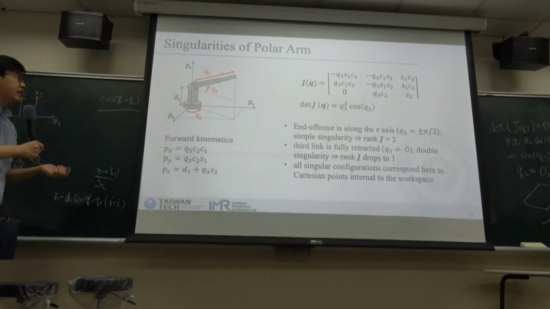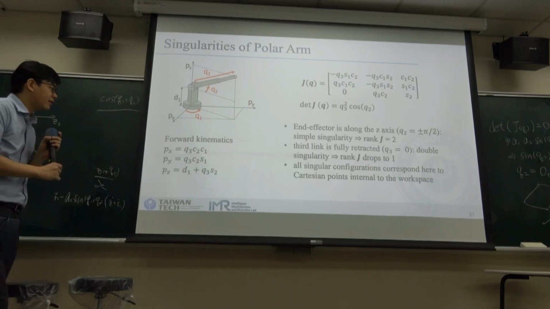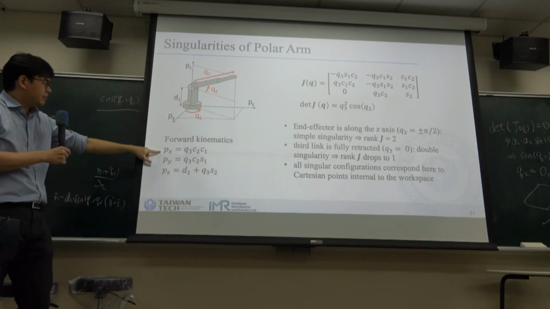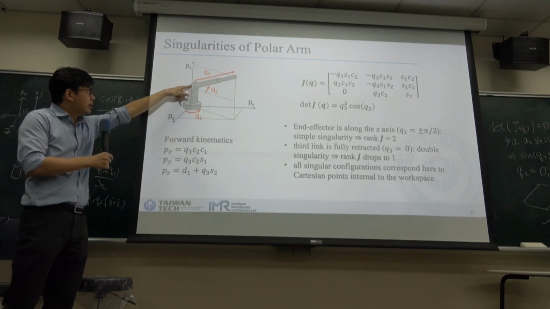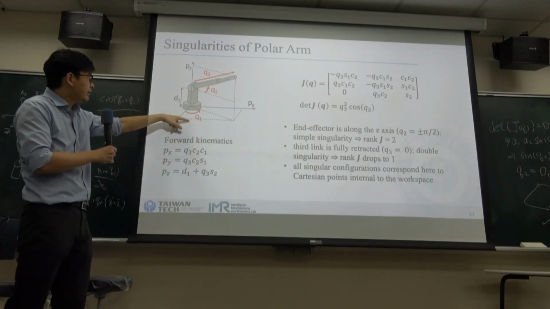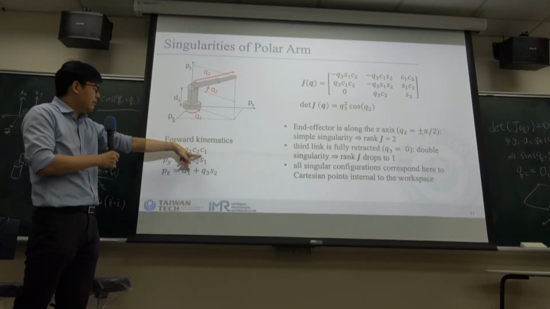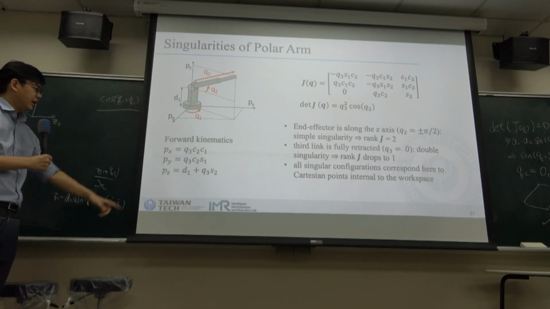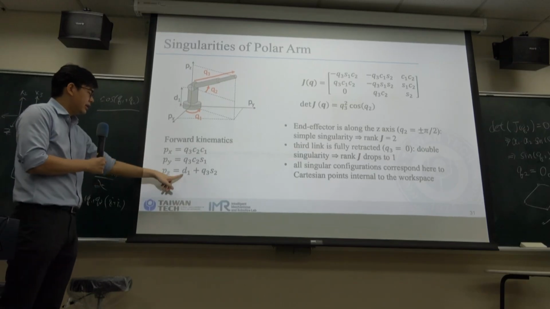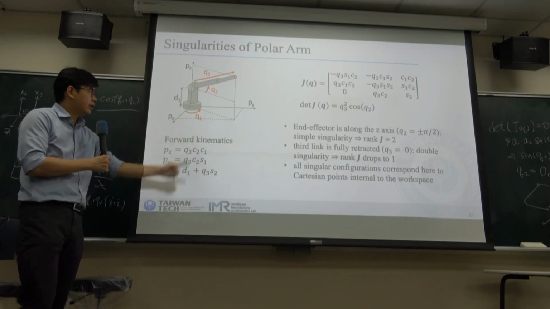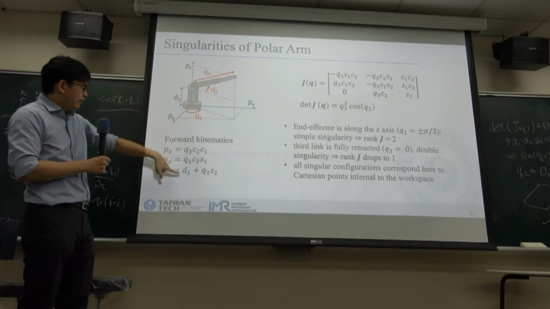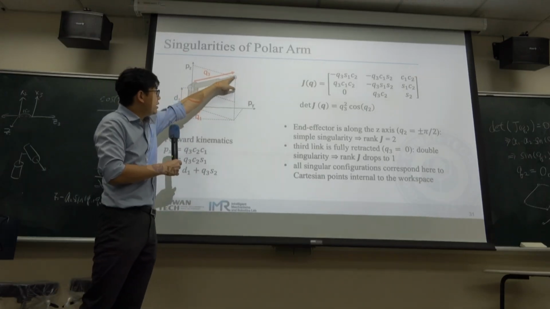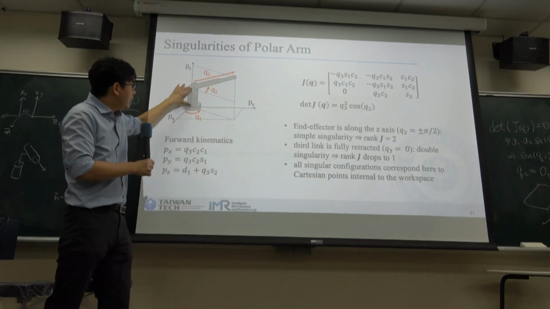And we try to find a singularity for a polar arm. So for the kinematics of this polar robot, Px is equal to Q3, Q3 is this one, times cosine Q2 times cosine Q1. And for y, and z is d1 plus Q3 times sine Q2. So d1 is here, and sine Q2 is this one. So the z value is d1 plus Q3 times sine Q2.